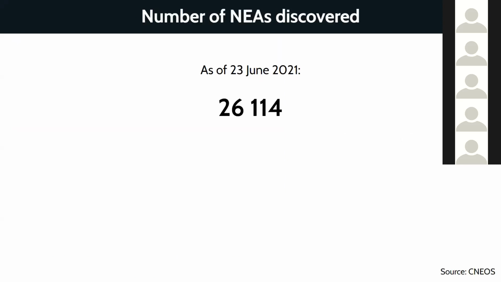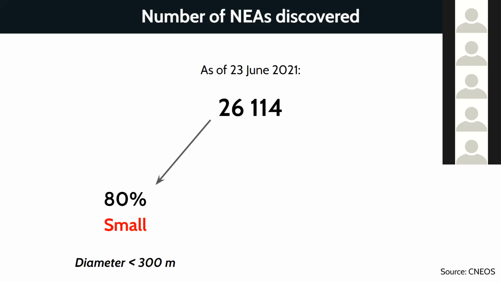As of yesterday, there are more than 26,000 near-Earth asteroids already discovered, and this number is increasing by about 6 or 7 per day. About 80% of these are considered small, which I characterized in my dissertation as those with a diameter less than 300 meters, and the remaining 20% of them are large with diameters greater than 300 meters.